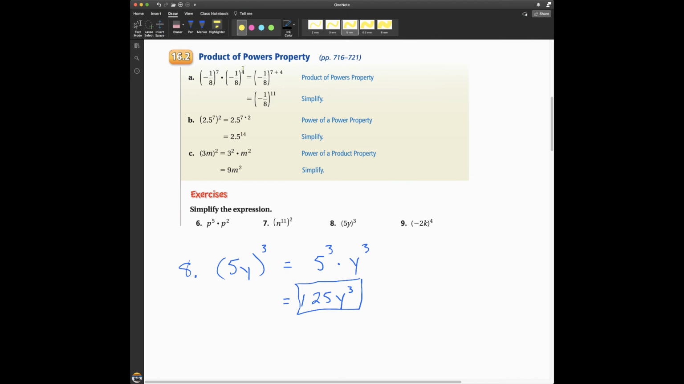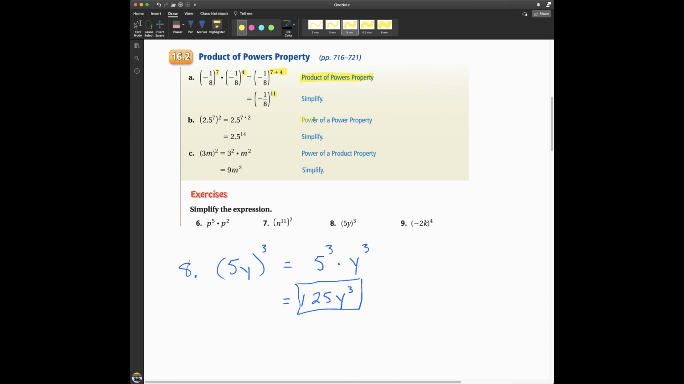You can see here the problems that they worked out here. The first one uses the product of powers property. And basically you have the same base, so you add the exponents, you get -1/8 to the 11th.